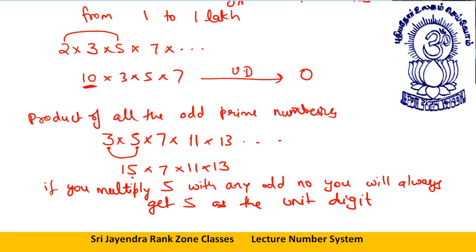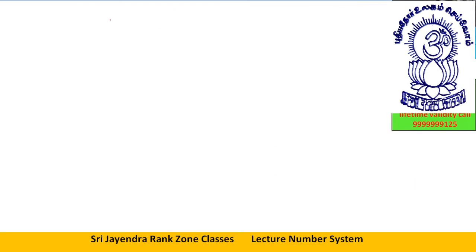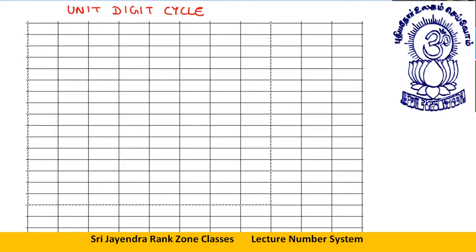Let's move ahead. Now I'll tell you the concept. Students, now I will be moving to a very important part. See, what is that part? There is a cyclicity of unit digit. That is a pattern when I take a number to various powers. Let's start with the unit digit cycle.